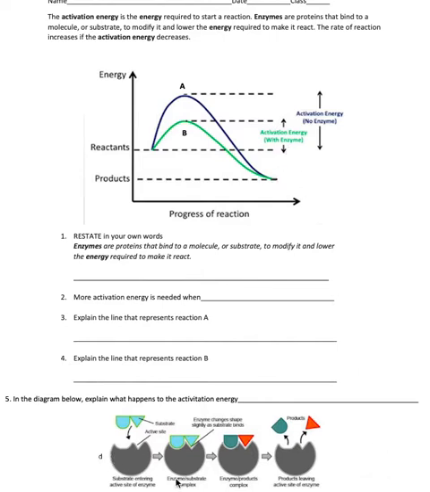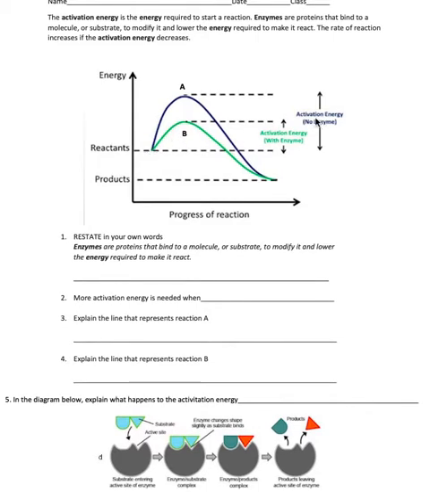So in this diagram below, there would be very low activation energy, little to no activation energy. Without the enzyme present, activation energy increases. So if you look at line A, it is showing that there is more activation energy needed because there is no enzyme present.